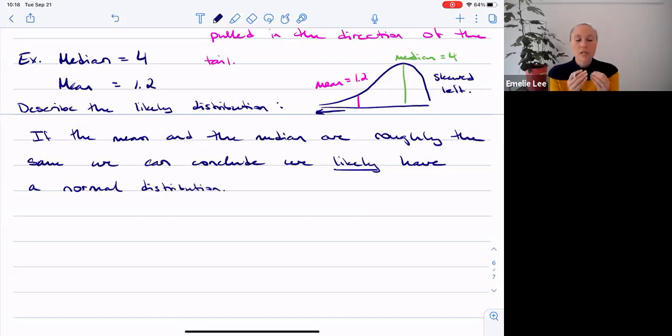Even with just a numerical summary of the data, we can draw conclusions like that. We can compare the mean and the median and have some rough idea of the distribution. We would confirm it with a histogram, for example, but just to get a quick idea of the distribution, we can look at the mean and the median and how they compare.